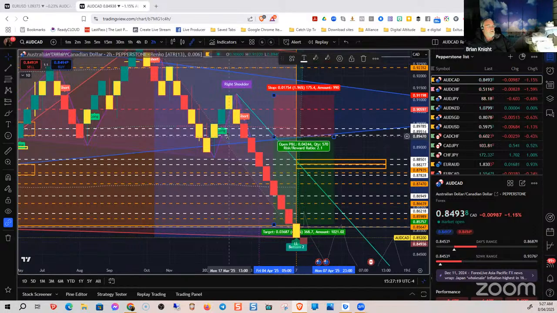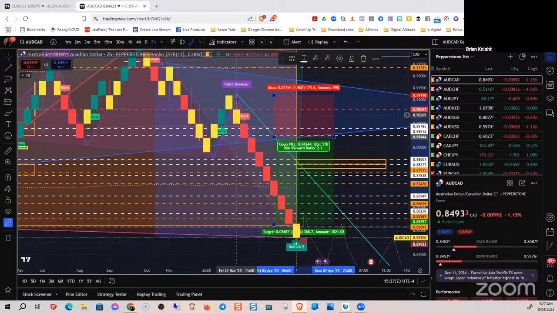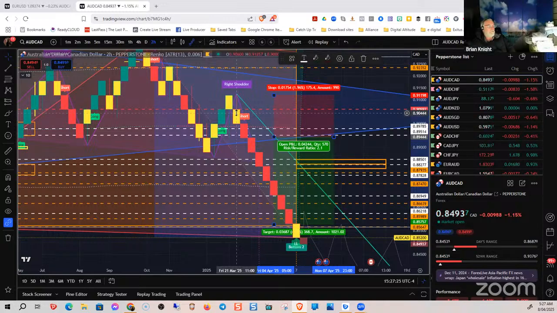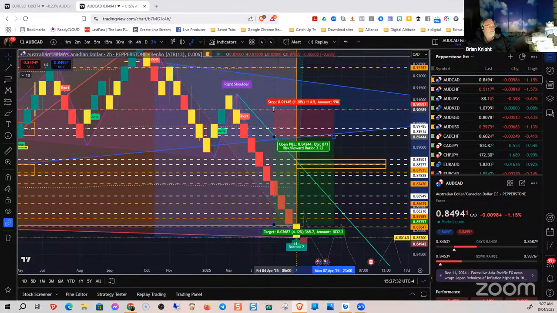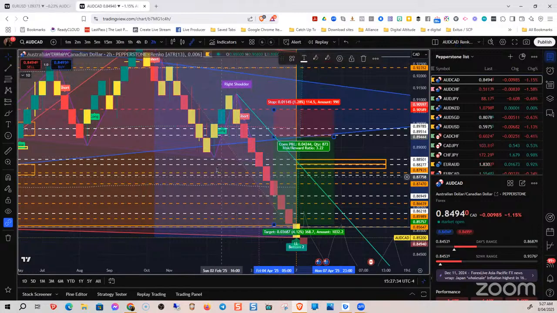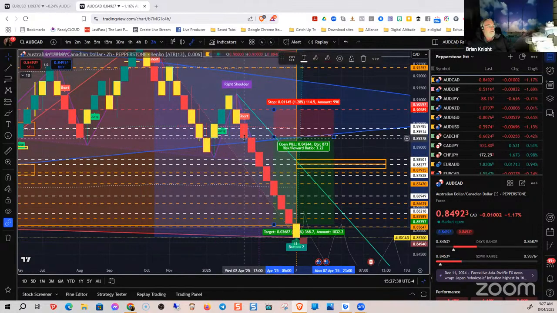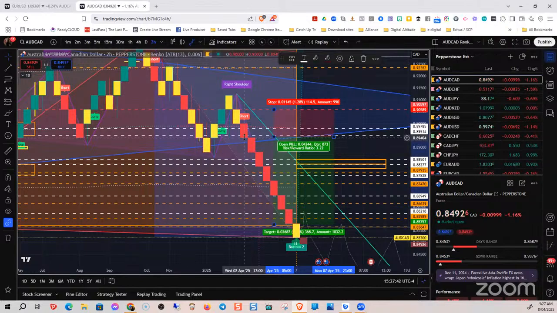Now, the minute that yellow candle formed, I saw the yellow candle and I moved my stop loss down to the top of that. So now when it triggers me in, which it did with that red brick, I move my stop loss back to the top of that wick.